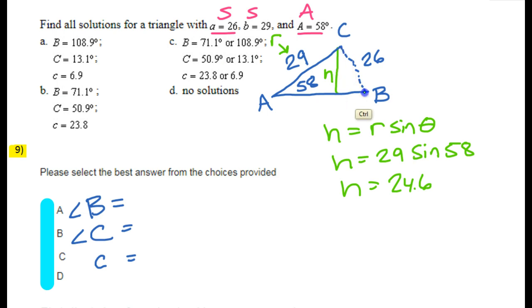Will the rope reach the ground? Yes, 26 is longer than 24.6. So the rope will reach the ground. So that means we will have at least one triangle. So we don't have to worry about no solution. The rope is long enough.